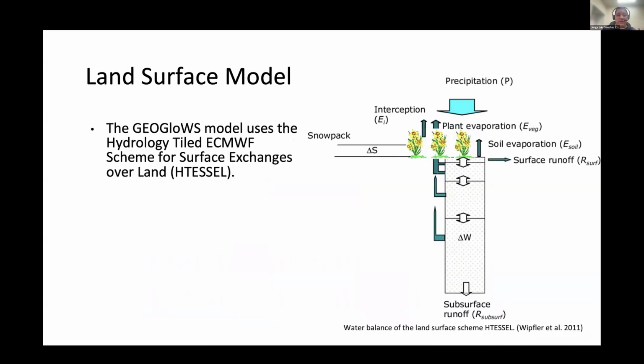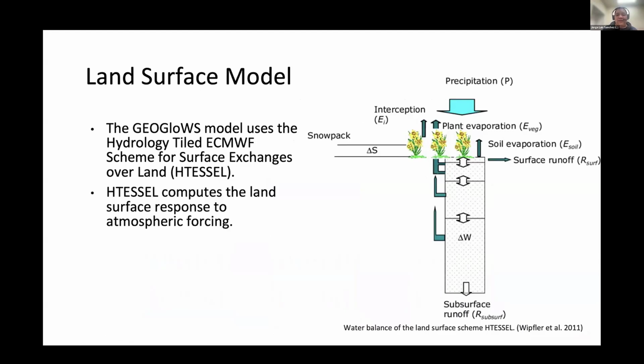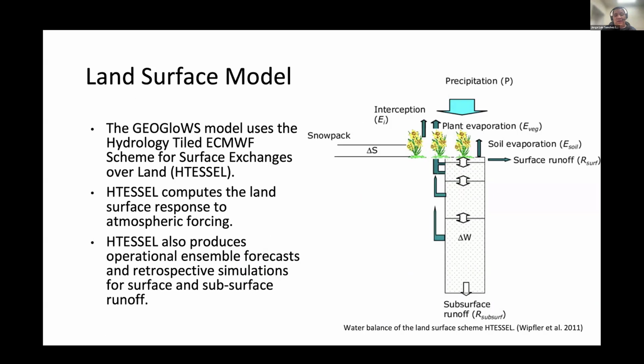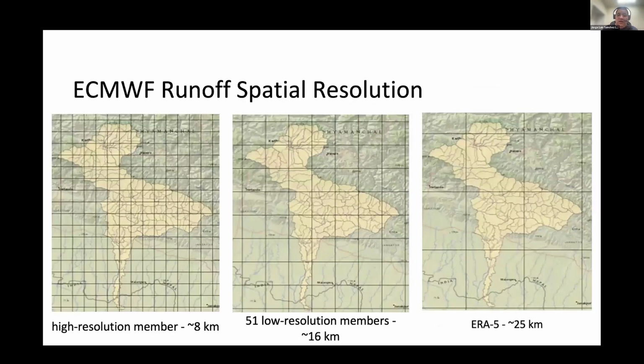The land surface model that is used by the GeoGloWS model is the Hydrology Tiled ECMWF Scheme for Surface Exchange over Land, HTESSEL, that is used to compute the land surface response to the atmospheric forcing and also produce the operational ensemble forecast and retrospective simulation for surface and subsurface runoff. So the different products we have are the high resolution and the 51 low resolution members runoff forecast and the retrospective simulation based on the ERA5 analysis. We have different spatial and temporal resolutions.